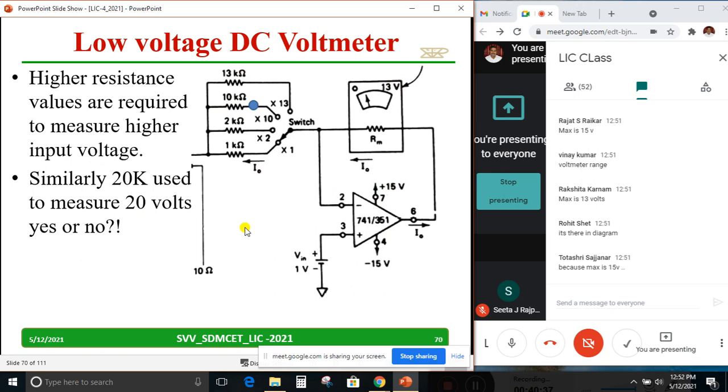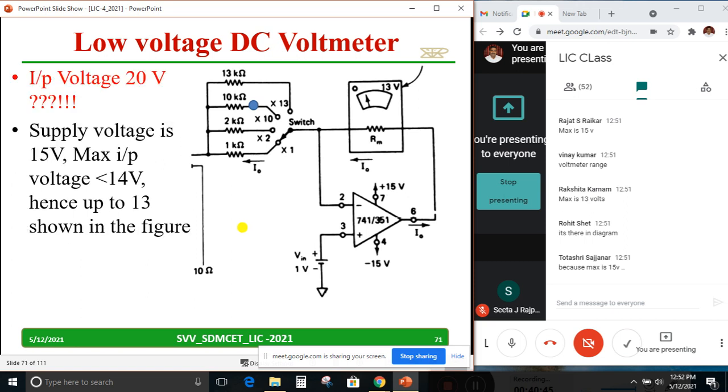Okay. So I think 2-3 students told the answer. Very nice. Thank you. Please remember this and you can copy down the last line, that input voltage 20 volts. No, supply voltage is 15. Maximum input you can give is 14. Hence up to 13 is shown in the figure. You cannot give 20, 30 like that because the supply voltage itself is 15 volts. So note down this one point.